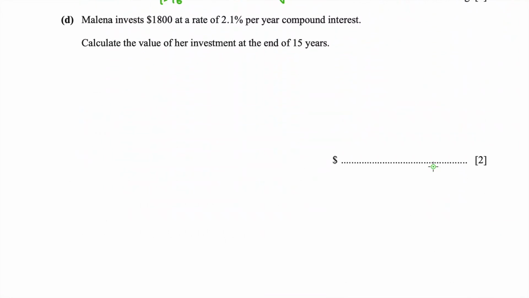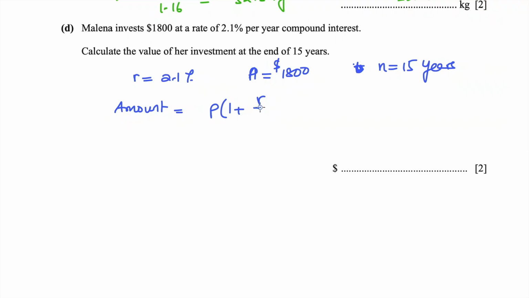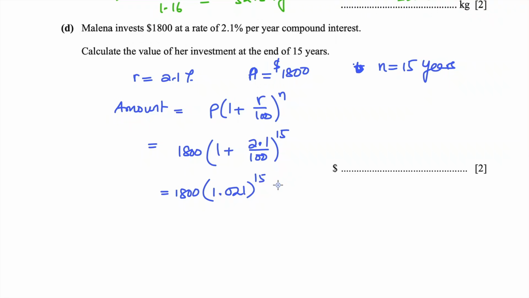Now the last part. Malena invests 1800 at the rate of 2.1% per year compound interest. Calculate the value of her investment at the end of 15 years. So here R is given to be 2.1% and principal P is given to be $1,800 and the time T or N is given to be 15 years. So the total amount would be equal to P into 1 plus R by 100 whole power N. So this is equal to 1800 into 1 plus 2.1 by 100 whole power 15. So this is equal to 1800 into 1.021 whole power 15.